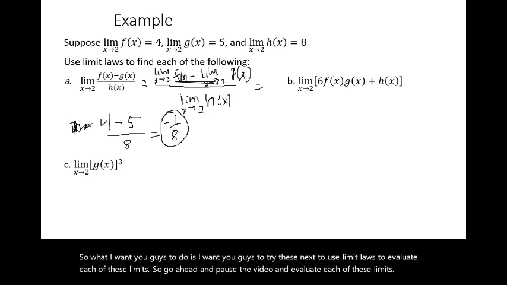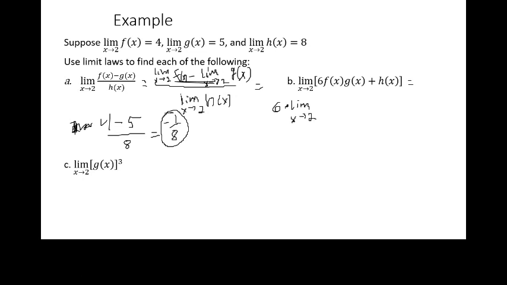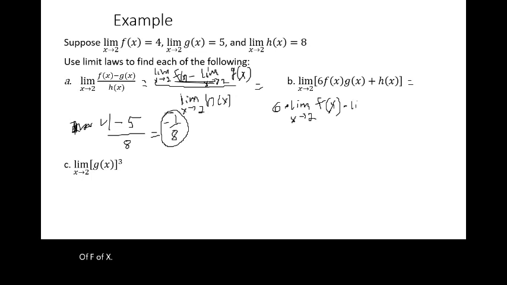Okay, so for this next one, the limit as x approaches 2 of 6 times f of x times g of x plus h of x. Well, constant multiples can simply be pulled outside of the limit. And if you have a product inside of a limit, you can split it up into the product of two separate limits. So I'm going to write this as 6 times the limit as x approaches 2 of f of x times the limit as x approaches 2 of g of x.